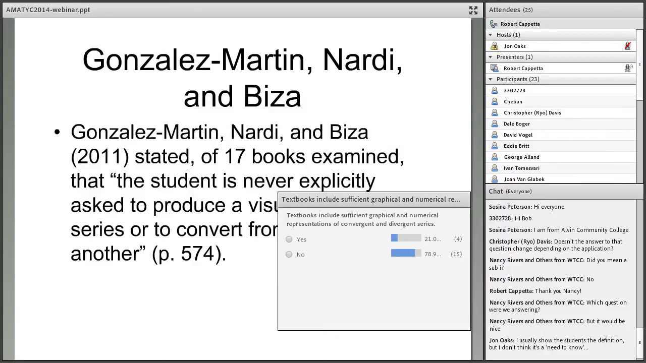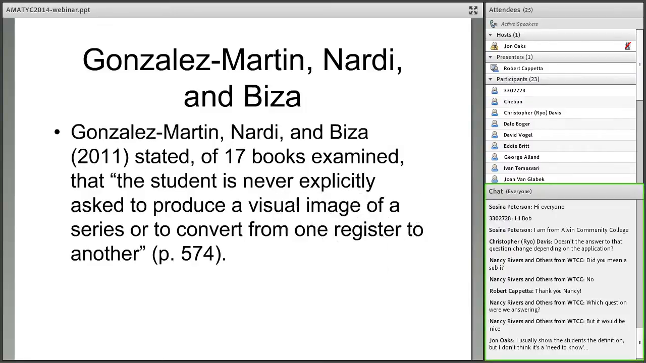So this is what Gonzalez, Martinardi, and Visa said. Of 17 books they examined, the student was never explicitly asked to produce a visual image of a series or to convert from one register, that is graphical, numerical, to another. So even if the textbooks include this, even if you were the 4 people that said it was there, do you ask students to do this?